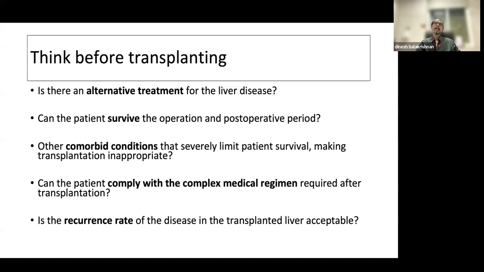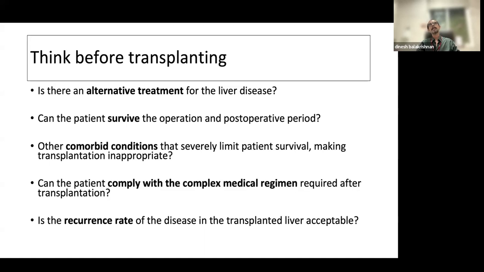For example, a patient who is an alcoholic, who has not abstained from alcohol, one has to do a clinical psychology evaluation to see what the risks are that he'll go back to drinking. What are the risks of him not complying with medications? And is the recurrence rate of the disease in the transplanted liver acceptable?